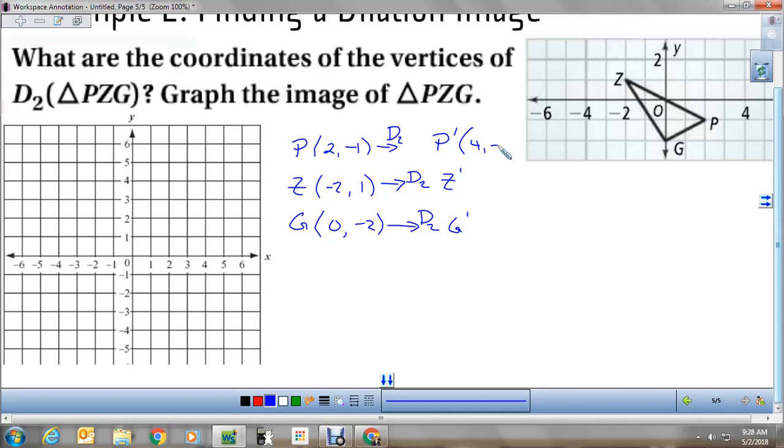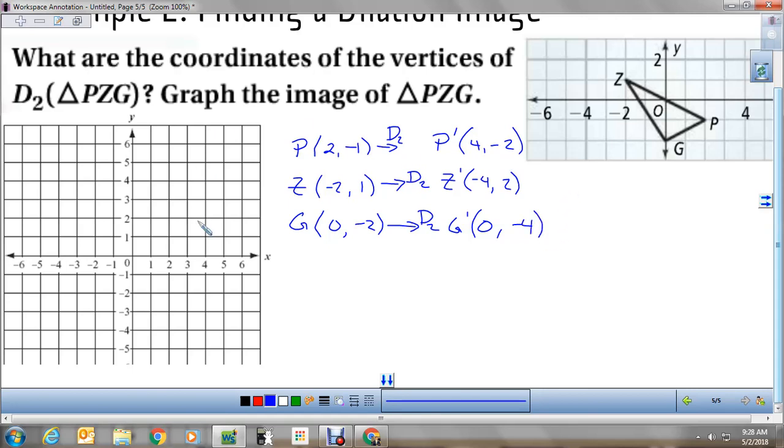Negative 1 times 2 is a negative 2. And then, once again, negative 2 times 2 is a negative 4. 1 times 2 is 2. And then we have 0 times 2 is 0. Negative 2 times 2 is a negative 4. So these are our new points.